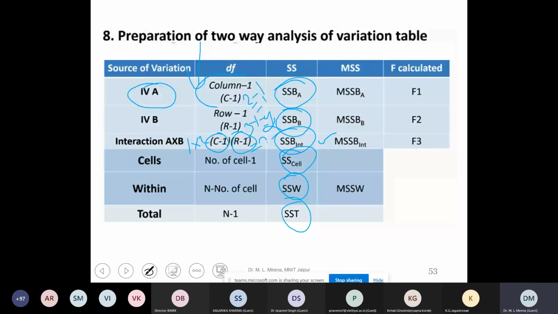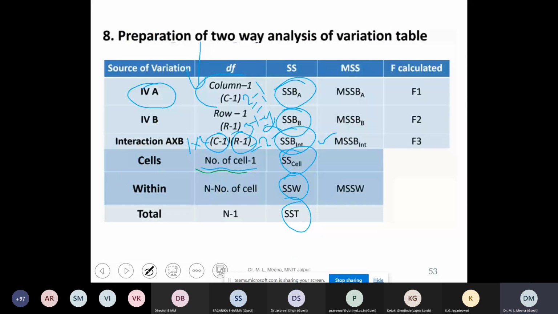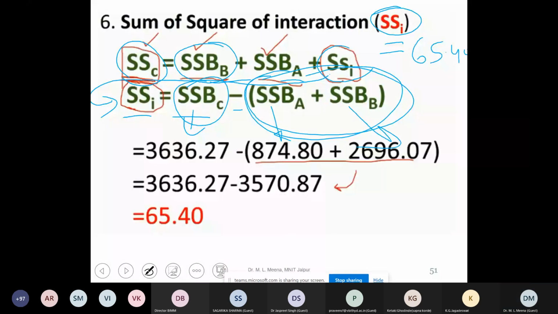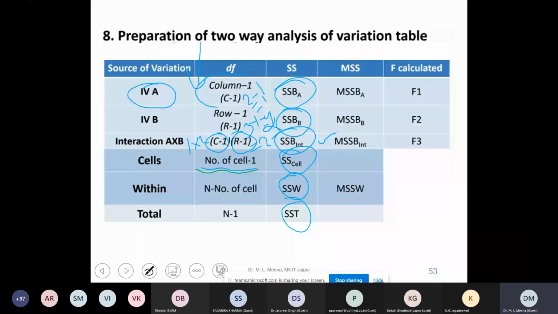Now, degree of freedom for cells. The formula is number of cells minus 1. According to our problem, how many cells are there? We have 6 cells: 1, 2, 3, 4, 5, 6. So it means 6 minus 1. The result is that the degree of freedom for cells is 5.